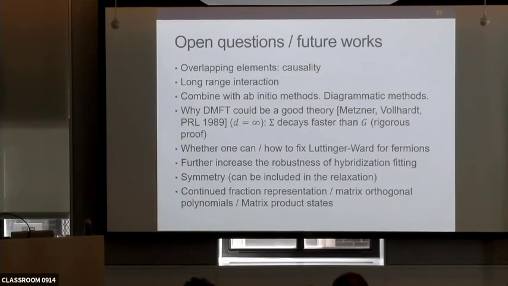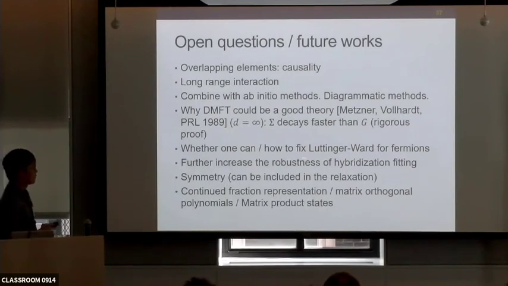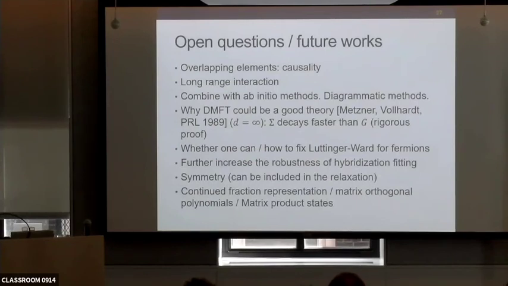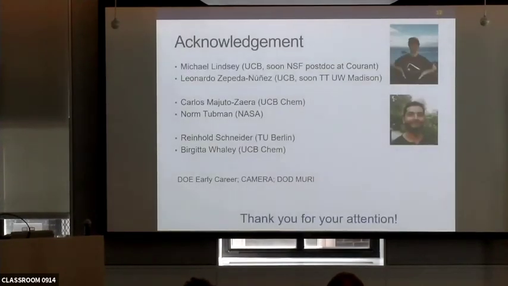Usually this is referred to the Metzner and Vollhardt paper at d equals infinity, but maybe this is established, but I'm not completely sure whether the reason is really rigorously known. Sigma has to decay faster than G as d goes to infinity. Whether one can fix the Luttinger-Ward for fermions at all, how to further increase the robustness of hybridization fitting to be really robust. The symmetry probably is an easier issue, and also there are some previously alluded directions we're currently looking at. Let me finally make some acknowledgements.